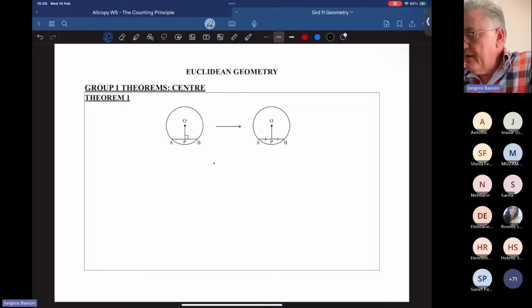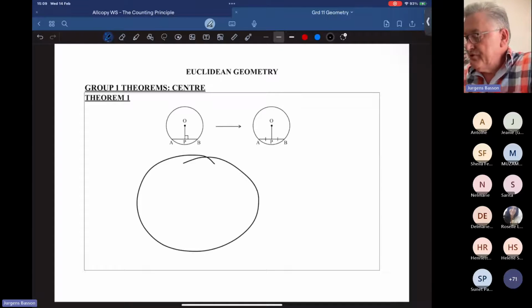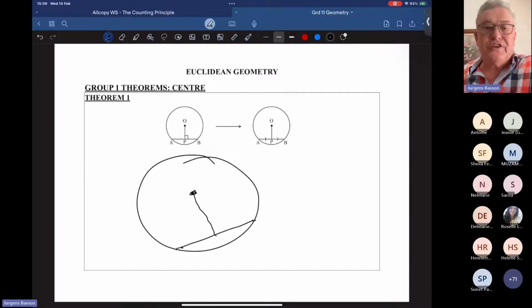Let me just get my pen. I just like to make a drawing. I ask the kids to draw this as well, so that they have their own. It doesn't matter where the chord is. And then we say it is perpendicular. Perpendicular means it will bisect. Bisect means it will be perpendicular.